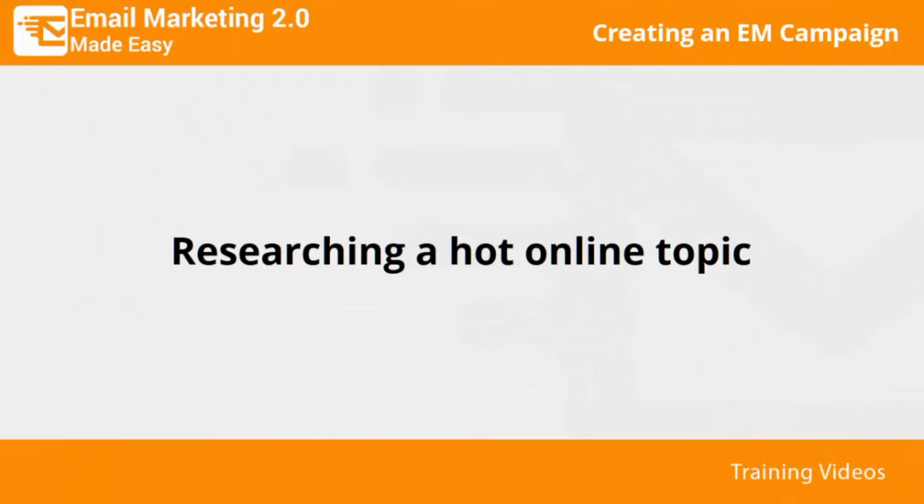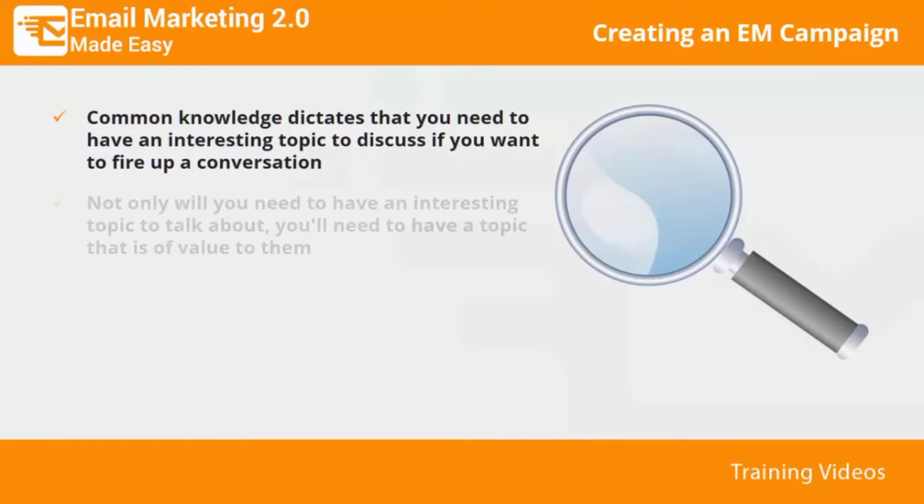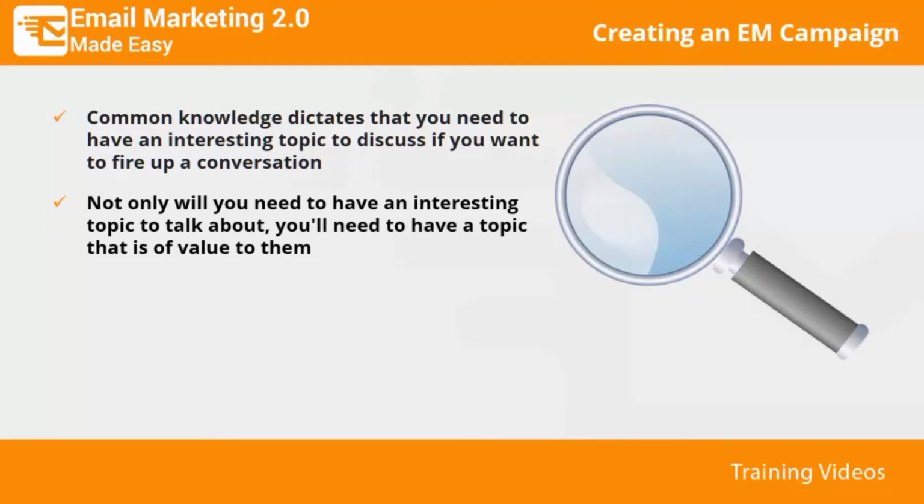Researching a hot online topic. Common knowledge dictates that you need to have an interesting topic to discuss if you want to fire up a conversation. Email marketing is a way of starting a conversation with your leads and subscribers, but you need to have an interesting topic to talk about if you wish to engage with them. Not only will you need to have an interesting topic to talk about, you'll need to have a topic that is of value to them, one which is also related to what your business is about at the same time.